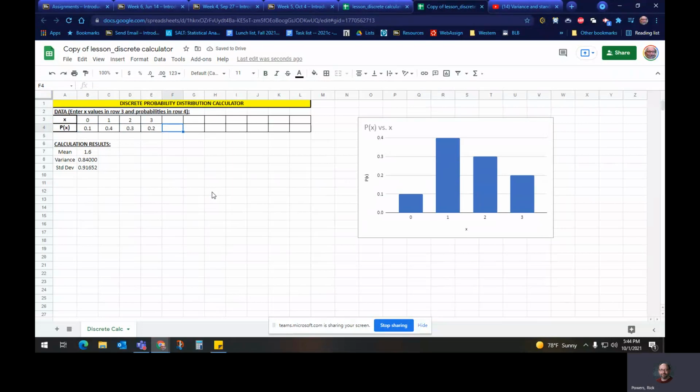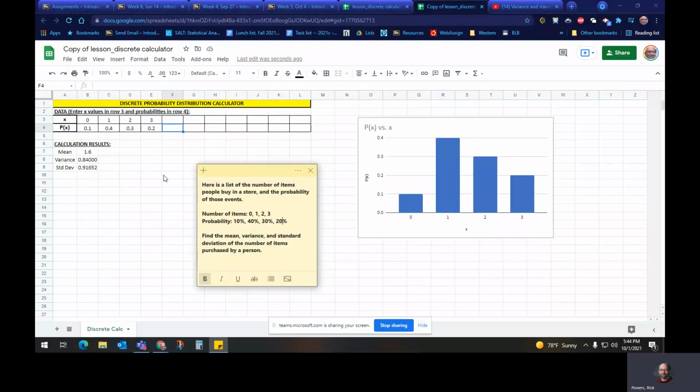And as you can see, when you put the numbers in, it changes this graph, which I put in here so you can see a graph to make sure that it looks reasonable. And it'll also change these calculation results. So again, what were we looking for? We're looking for the mean, the variance, and the standard deviation, and they are calculated for us here. The mean is 1.6, the variance comes out to be 0.84, and the standard deviation is the square root of the variance. And so you see those results here.